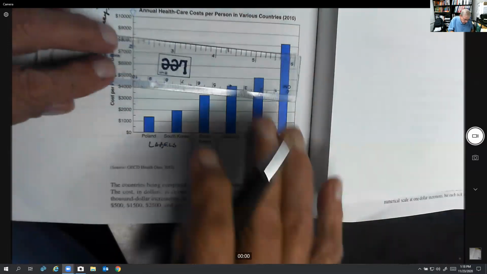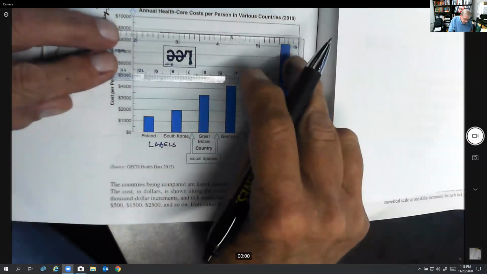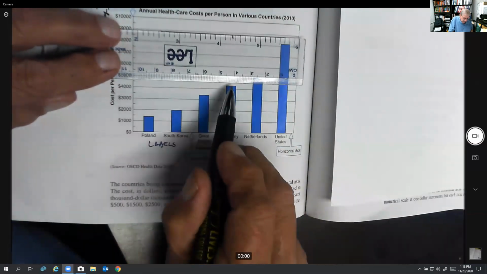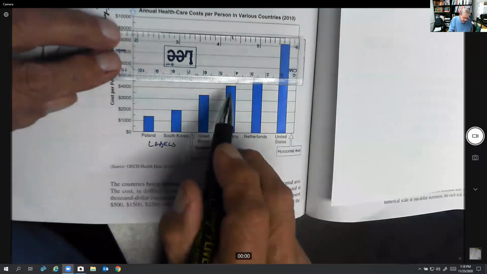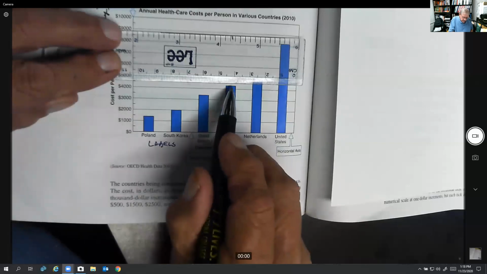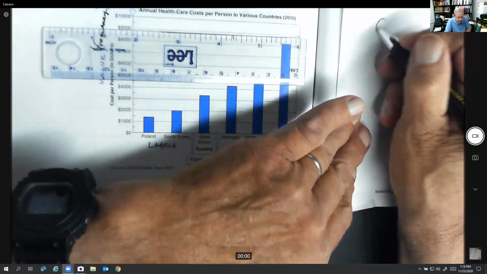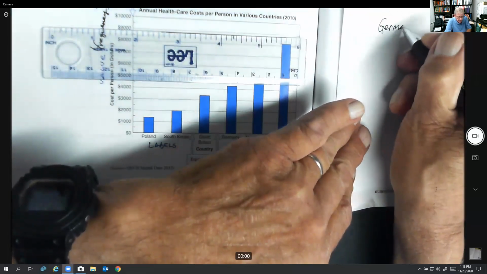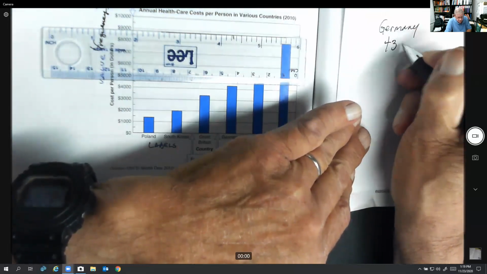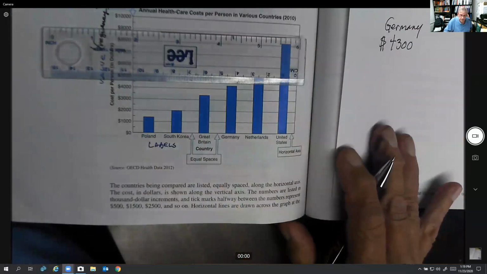If we run a ruler across here to Germany, we can see that that's not quite 4,500. So it's kind of hard to tell. Some people might say it's 4,400. Some people might say it's 4,300. We can't tell exactly, but we're going to make an estimate. Germany, I'm going to estimate that it was 4,300 dollars. Okay, so that's how we do it.